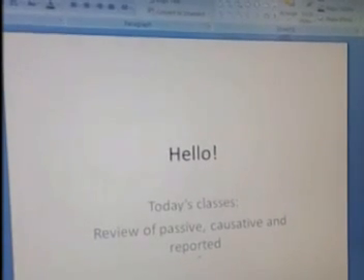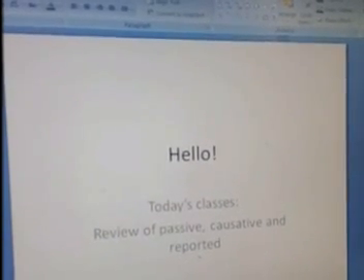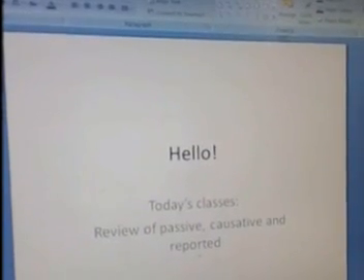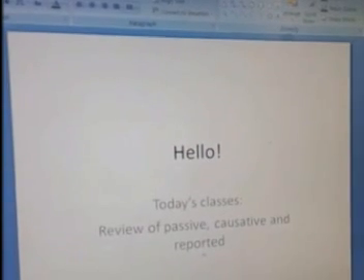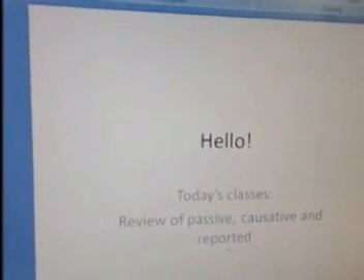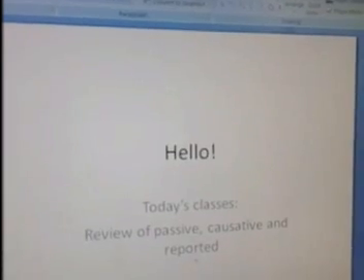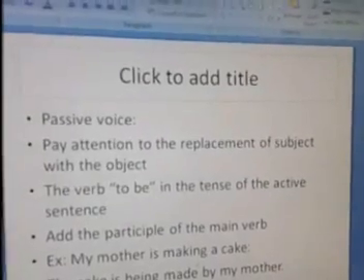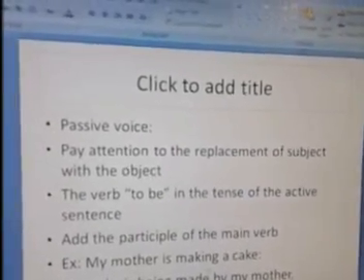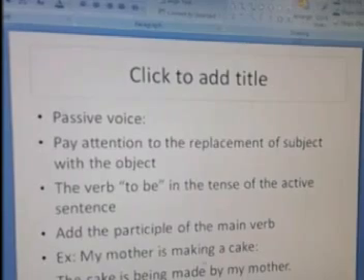As far as you remember from the passive voice, you have to pay attention to the replacement of subject with the object, and also you will be able to know the verb to be in all the tenses so that to put it properly as in the active sentence.